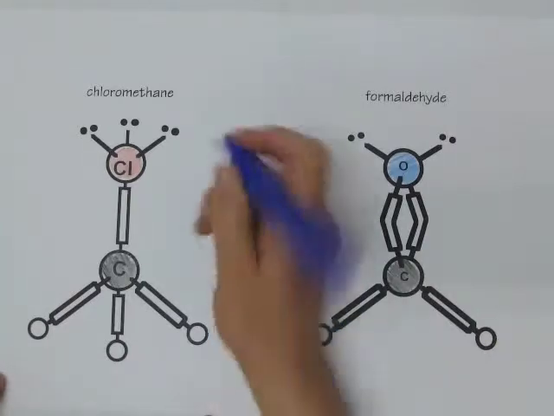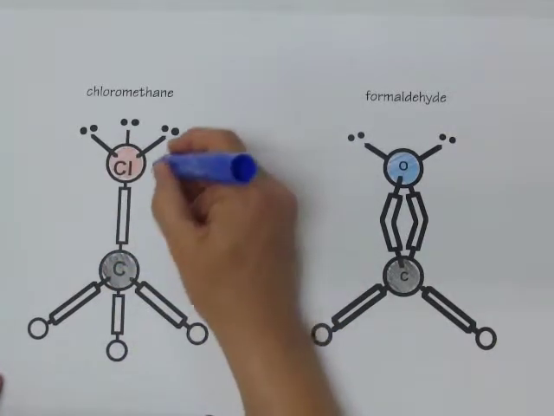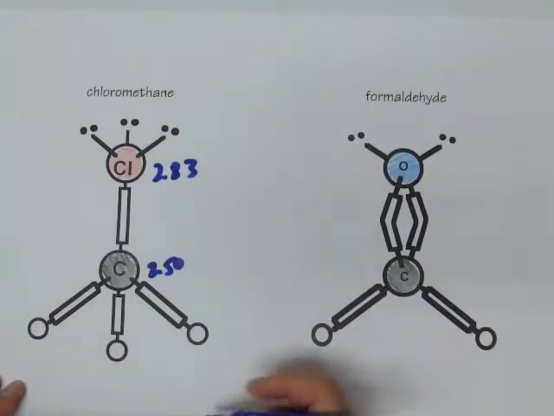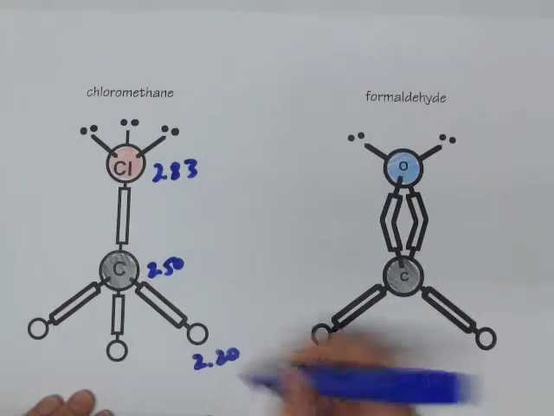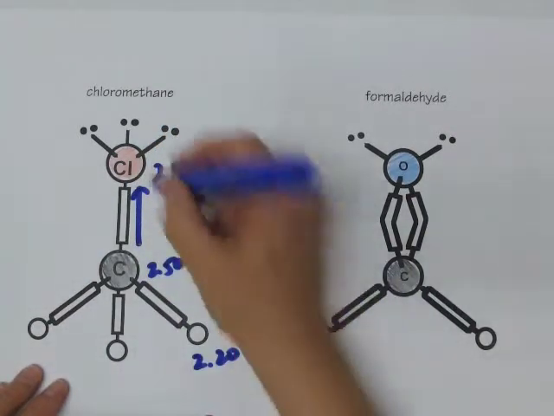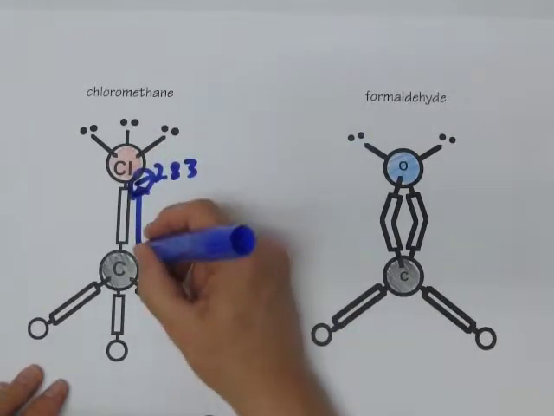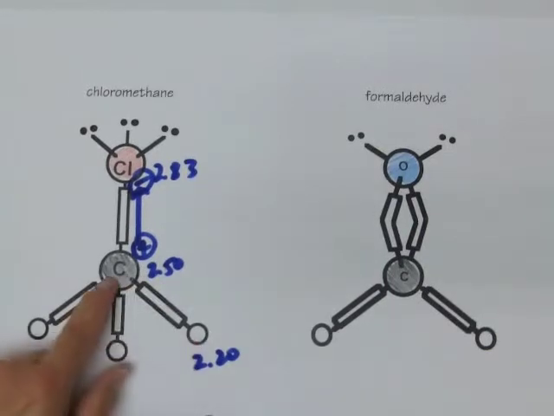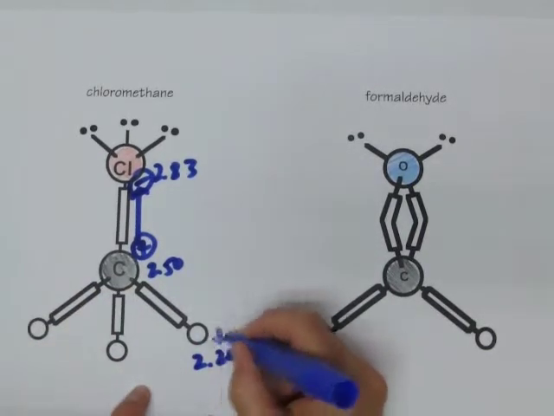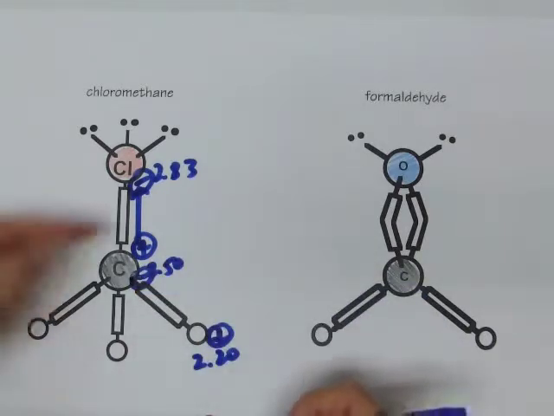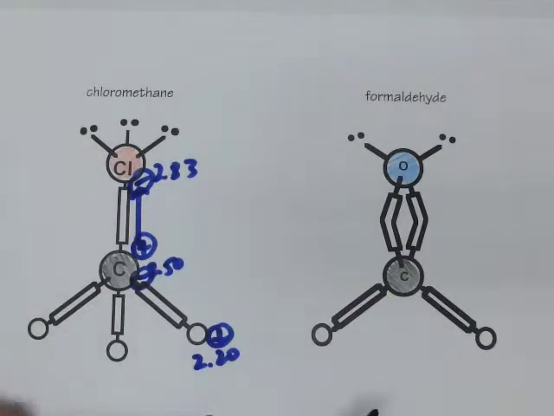Chlorine has a higher electronegativity than carbon. This is 2.83 for chlorine, 2.50 for carbon, and hydrogens are 2.20. So if I draw the arrows, they'll go up towards chlorine, more negative on its side of the bond, more positive on this side of the bond. But when you look at hydrogen and carbon, the hydrogen is a little more positively charged than the carbon. That's a little more negative on that side of the bond. So, is carbon positive or negative? It depends on who you're comparing to.